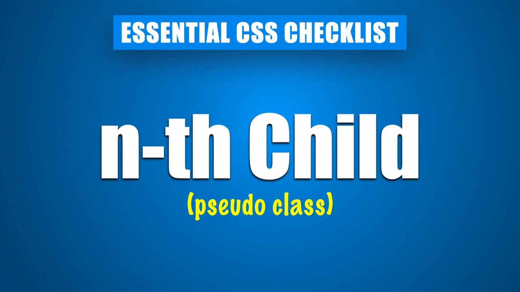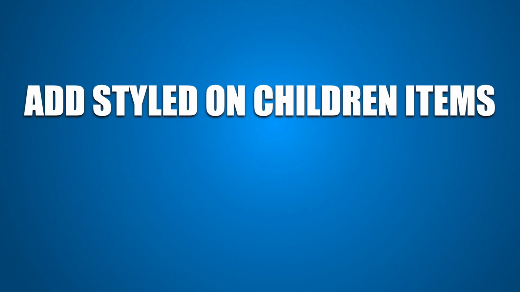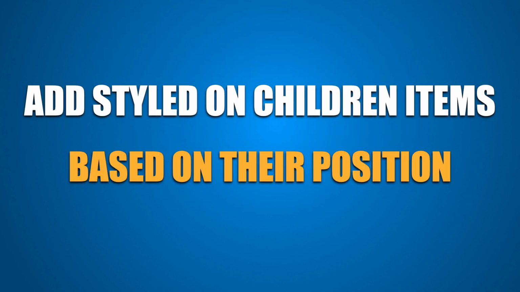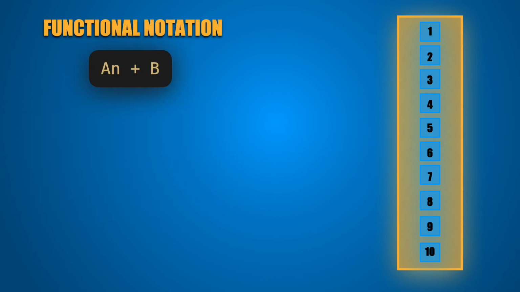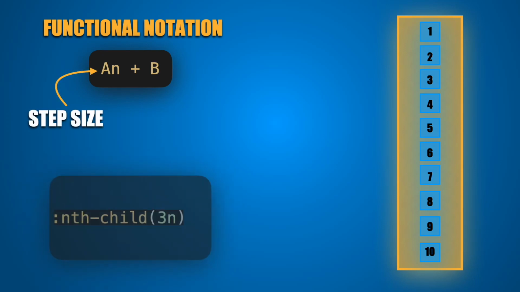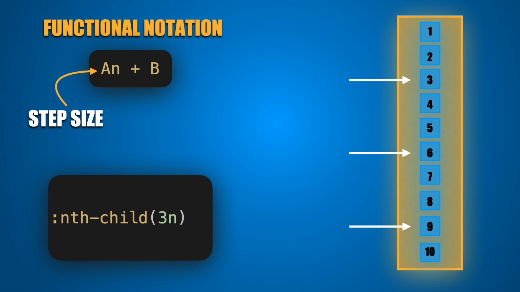The fourth and final item on the essential CSS checklist is the nth-child pseudo class. This feature allows you to add styles on children items based on their position. For example, nth-child(1) will select the first child, nth-child(2) will select the second child, and nth-child(odd) will select all the odd children. We can push this even further using its functional notation. Here A is the step size. Using this in an example, 3n will select all children that have their position as a multiple of 3, meaning it will select the third child, sixth child, ninth child, and so on.